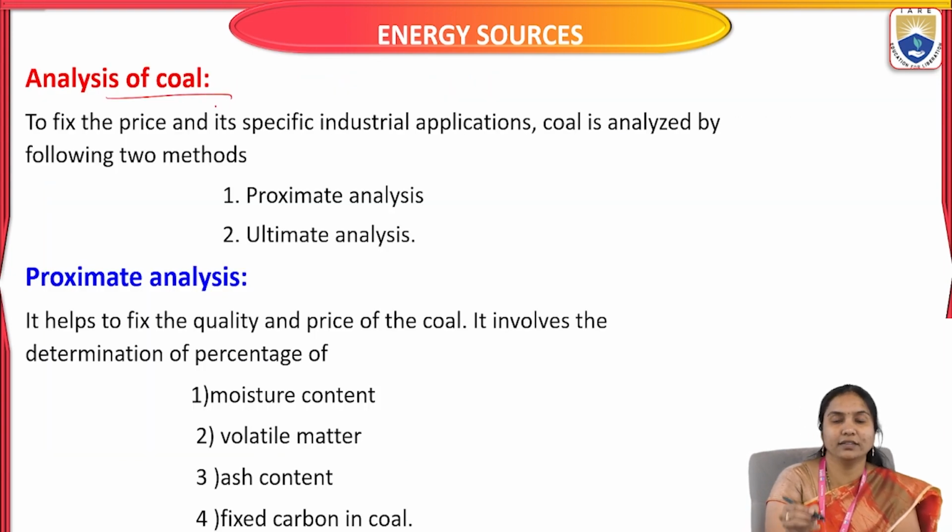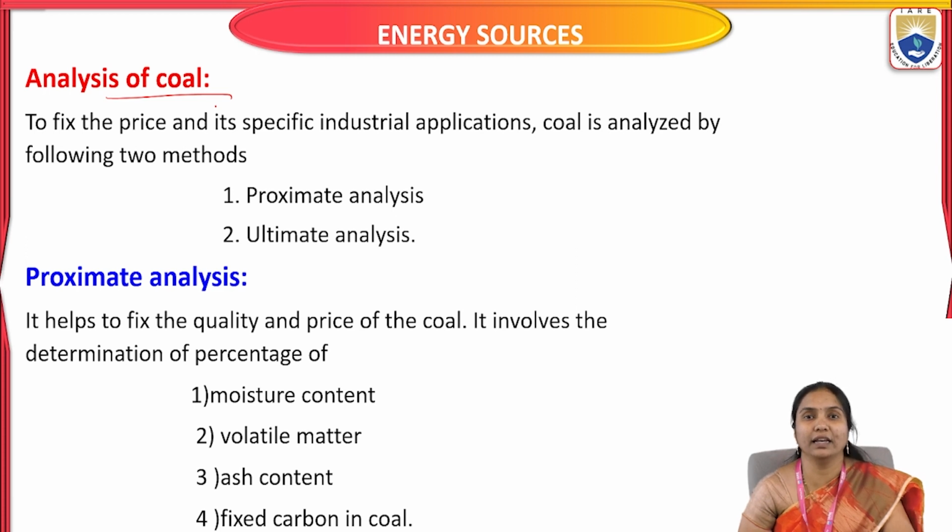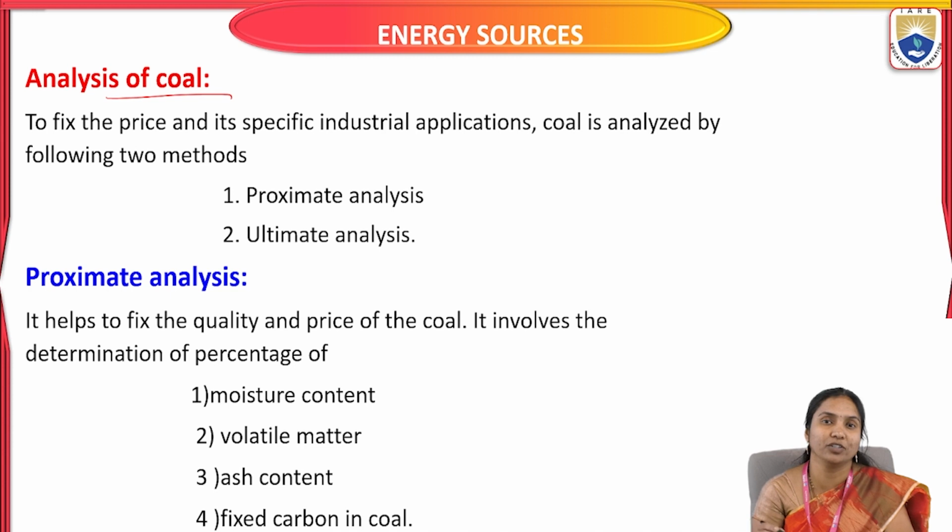Now let's discuss the analysis of coal. How can we analyze coal? To fix the price and its specific industrial applications, coal is analyzed by two methods. It is the most important analysis of coal because it fixes the price and quality, and determines which type of coal is suitable for special industrial applications. So that is why analysis of coal is the most important process.